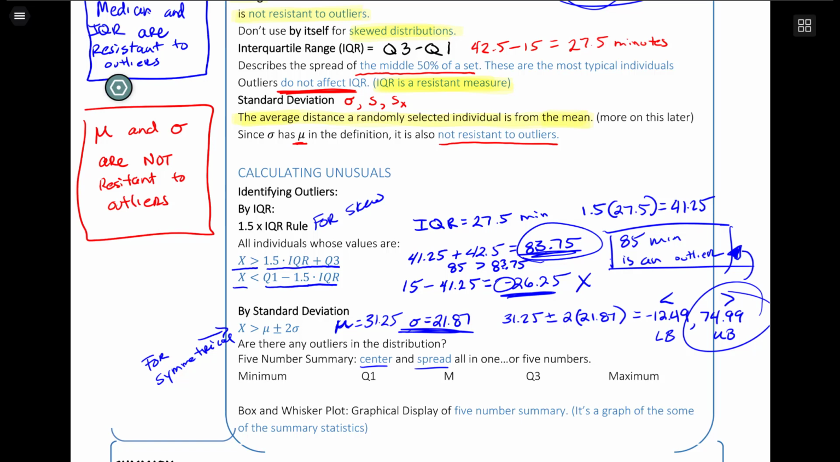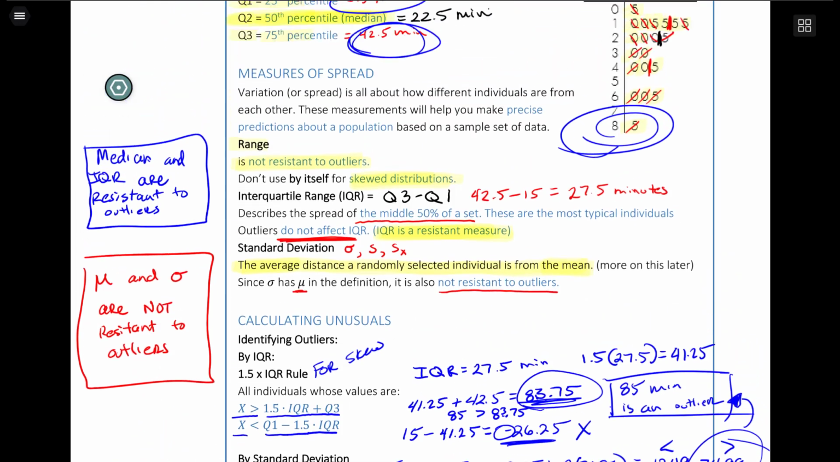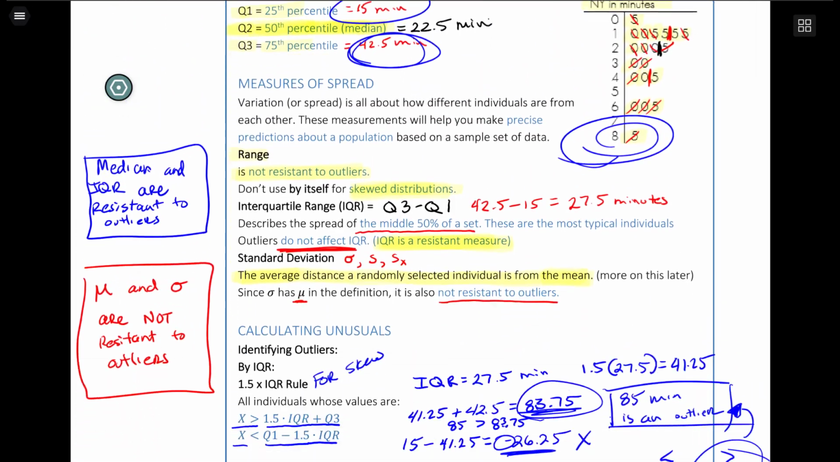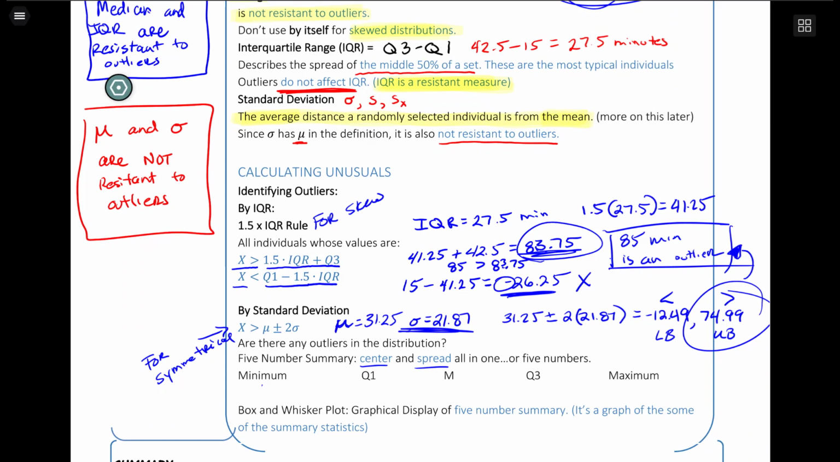So let's go ahead and write out our 5-number summary from this distribution. We had a minimum commute time of 5 minutes. The quartile 1 was 15 minutes. The median we found was 22.5. Quartile 3 was 42.5. And then our maximum was 85.